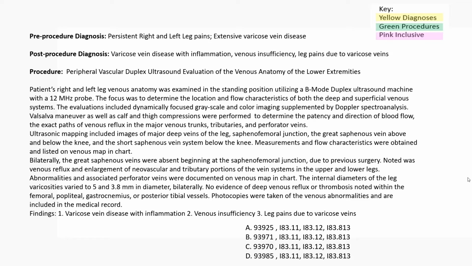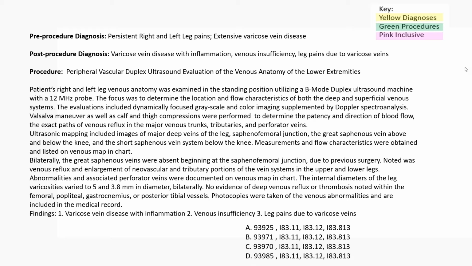Okay, fine. The answers are: Option A, 93925, I83.11, I83.12, and I83.813. Option B, 93971, I83.11, I83.12, and I83.813. Option C, 93970, I83.11, I83.12, I83.813. And option D, 93985, I83.11, I83.12, and I83.813. Pre-procedure diagnosis: persistent right and left leg pains, extensive varicose vein disease.